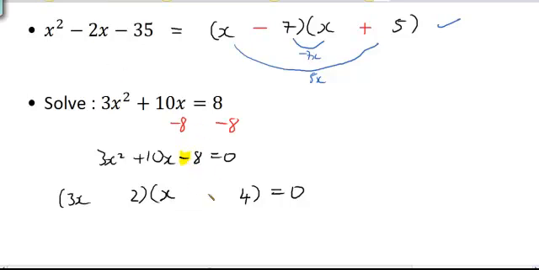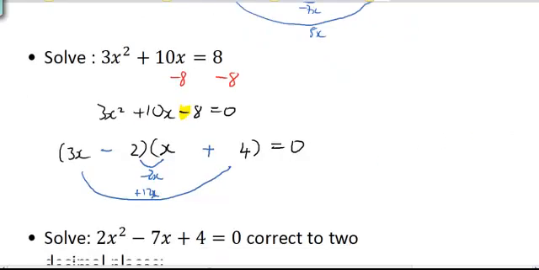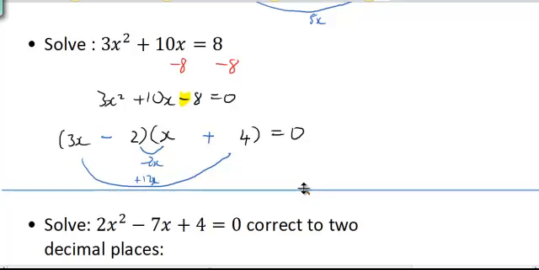Now I know we're going to get a plus answer at the end, so it's going to be plus 4 there and minus 2 there. Do our little check. Minus 2 times x gives minus 2x. 3x by 4 gives plus 12x. Plus 12x minus 2x gives us the plus 10x. I'm correct. I'm happy. I know that we're right.